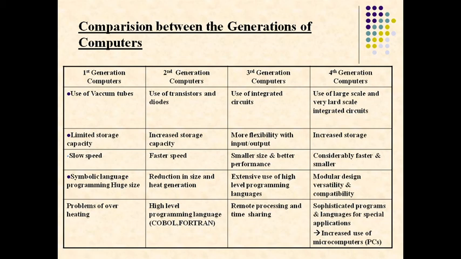Then the fifth point under first generation computers is problems of overheating. Under second generation computers, the fifth point is high level programming languages, that is COBOL and Fortran. Under third generation computers is remote processing and time sharing. Under fourth generation computers is sophisticated programs and languages for special applications, and increased use of microcomputers, that is PCs.